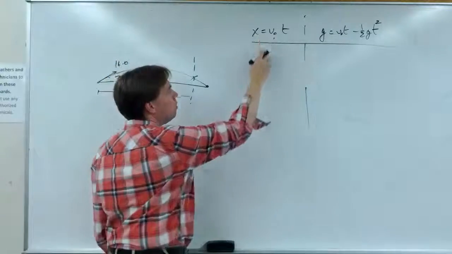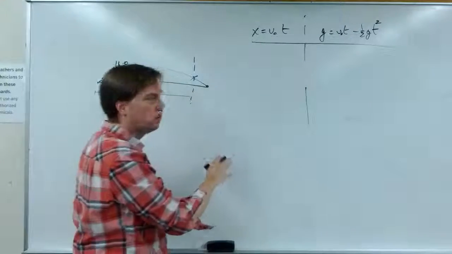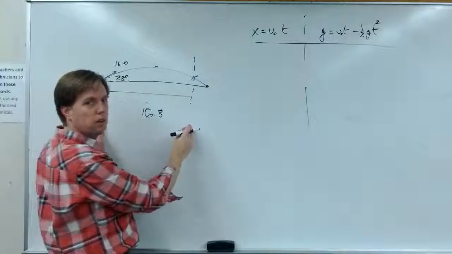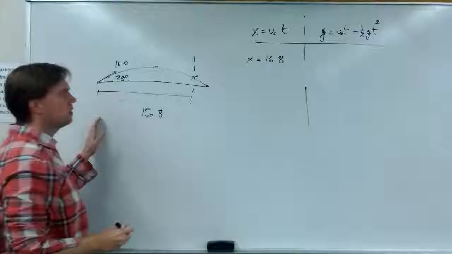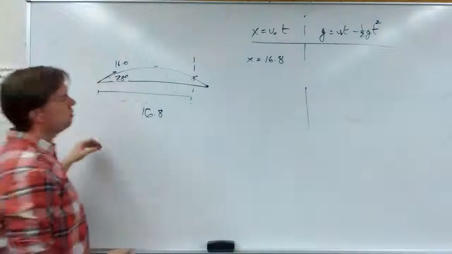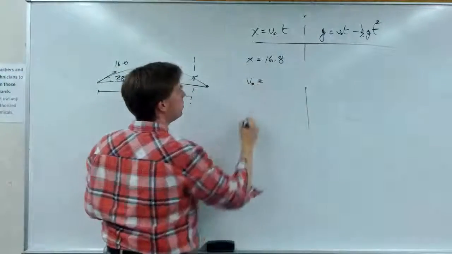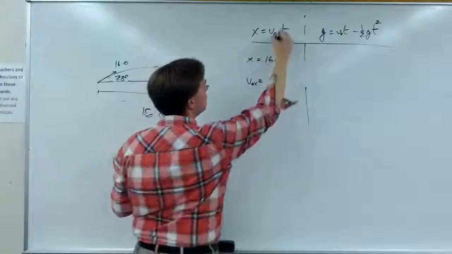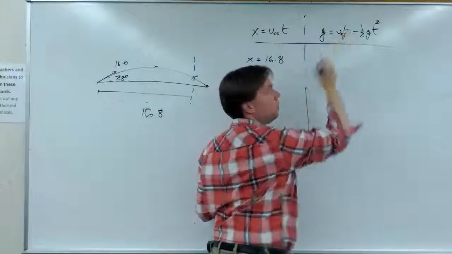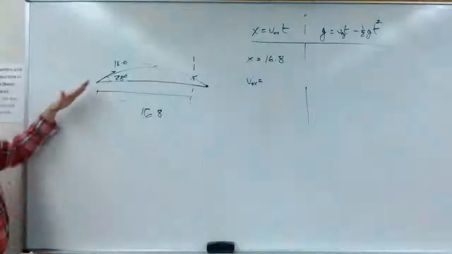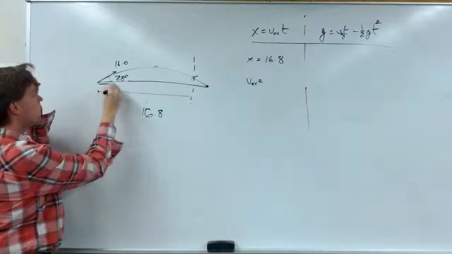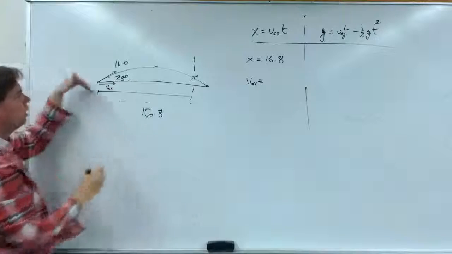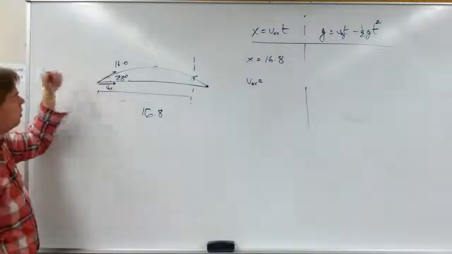So what about the horizontal distance? What do I know? I do know x. That's one of the things I'm given. Total x distance or displacement is 16.8. What about v0 in the x direction? Well, it's this velocity, but only the x component of it. It's this component of that 16 meters per second, right?